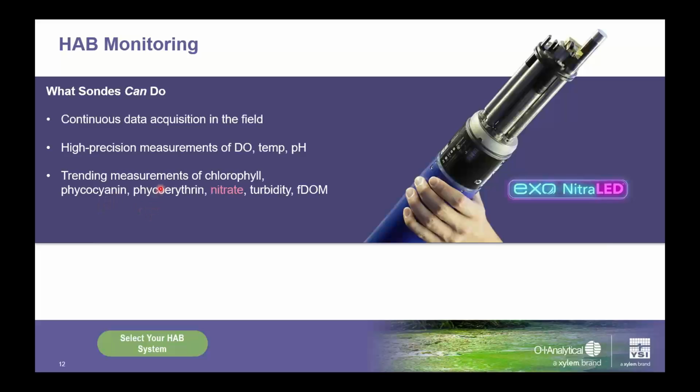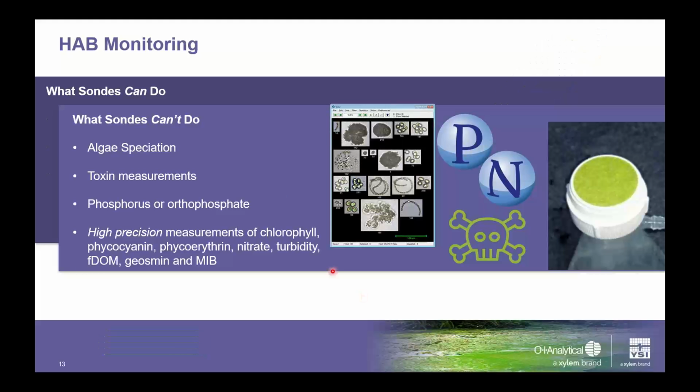And the same is true if you're measuring in a saltwater environment, phycoerythrin. But then some of these other critical parameters like nitrate, one of those nutrients that causes eutrophication, turbidity, and dissolved organic matter. These are all what I would call trending measurements that you can acquire with your sonde. You can create correlations of those measurements in the laboratory.